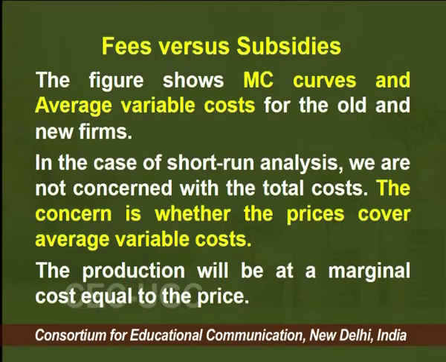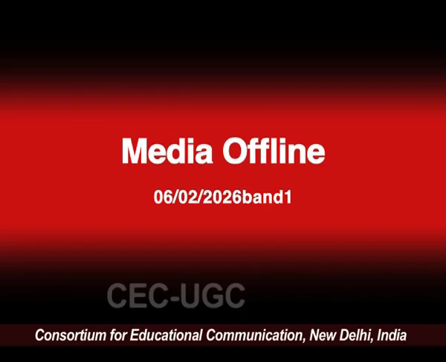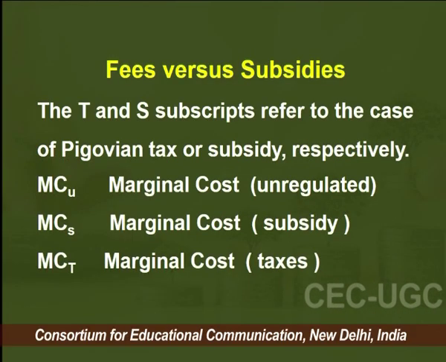In the case of the short run, we are not concerned with total cost, as we already said. The concern is whether the prices are able to cover the average variable cost. Therefore, what is more important in the short run is the average variable cost AVC curve. Production will be at a point where the marginal cost is equated to the price. So the effect of tax on the marginal cost is identical. We already saw the effect of subsidy on the marginal cost, and both raise the marginal cost relative to the unregulated case.